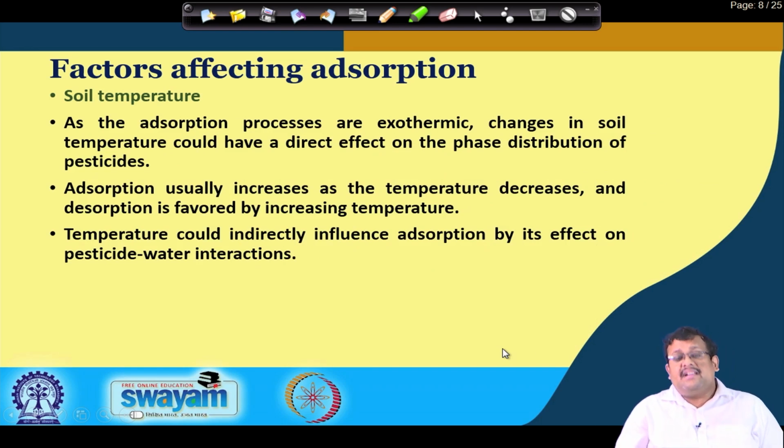The next important factor is soil temperature. Now, remember, the adsorption processes are exothermic, that is temperature producing, when some reaction occurs. So, if that reaction generates some heat, that is an exothermic reaction. Now, as the adsorption processes are exothermic in nature, changes in soil temperature could have a direct effect on the phase distribution of the pesticide. Adsorption usually increases as the temperature decreases, and desorption is favored by increasing temperature. The temperature could indirectly influence adsorption by its effect on pesticide water interaction.